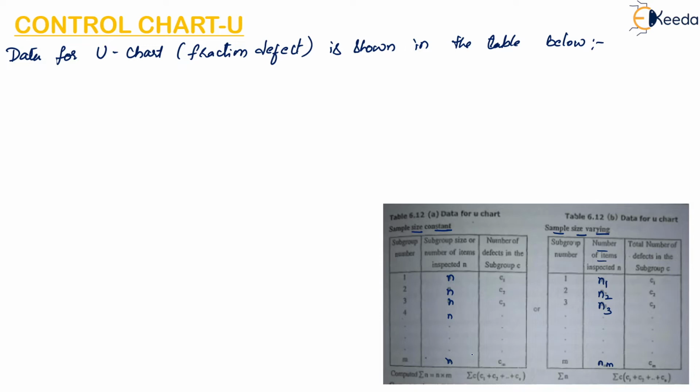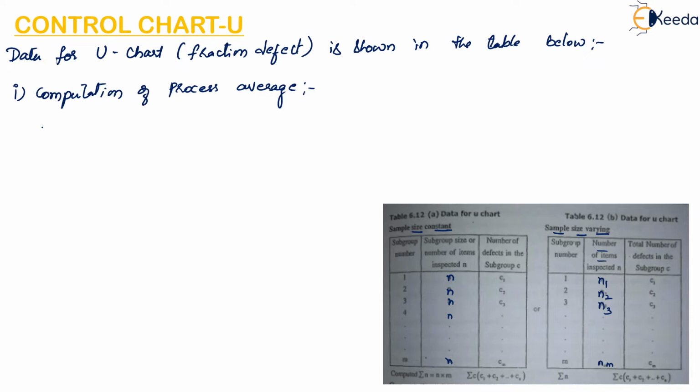So how to compute the process average, the control limits and the drawing of the U chart, and the revised process average and control limits. First we will see how to compute the process average. The first step is computation of process average.